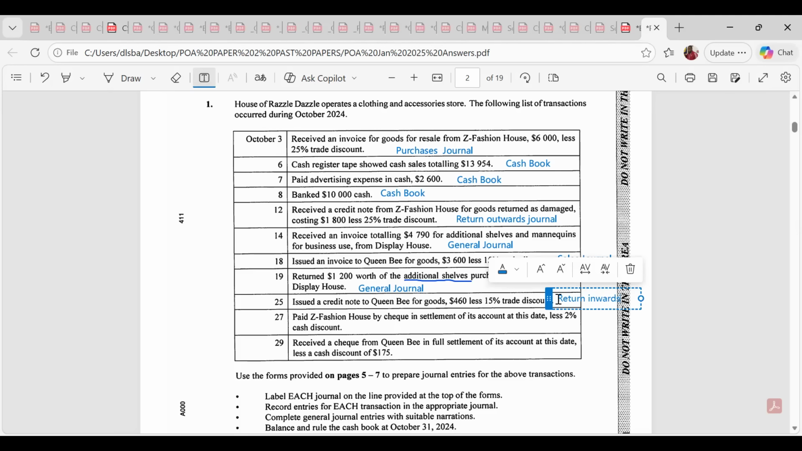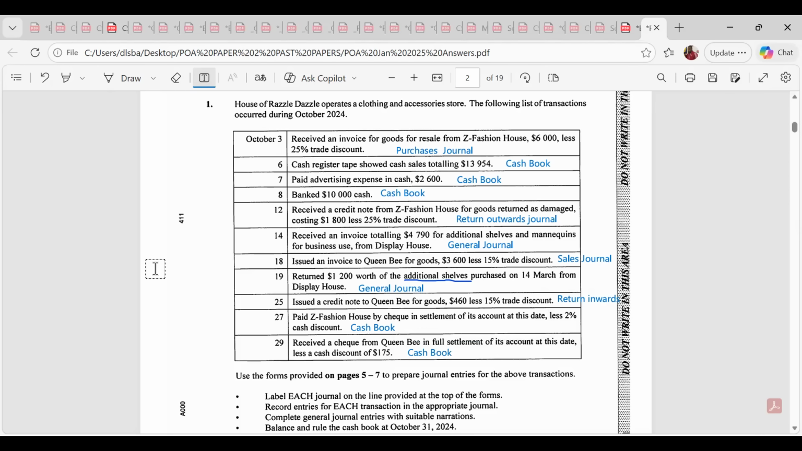And then we paid Z Fashion House by check. What journal is that? Cash book. Correct. And then we received a check from Queen B. Which journal would that go into? Cash book. Correct.